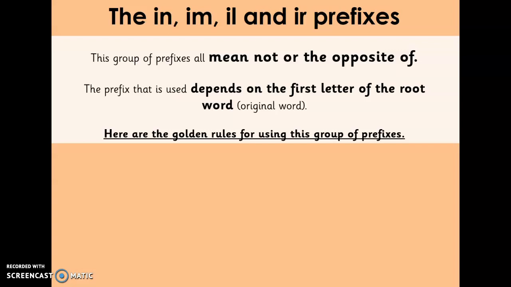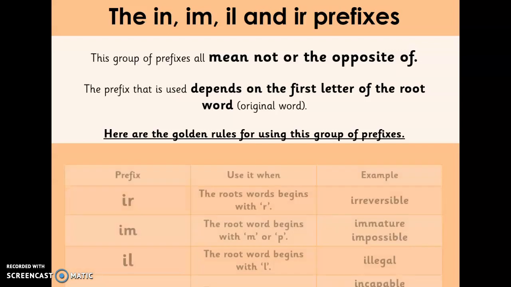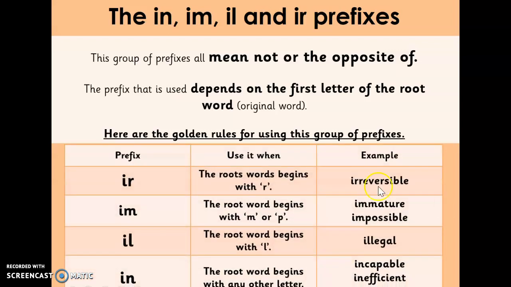Okay, now here are the golden rules. I've already discussed them, but once again, I'll do a recap with you. As you can see here, these are the different prefixes. And when do we use them? When the root word begins with R, we add ir. If it begins with M or P, we use the prefix im. If the root word begins with L, then we have to add the prefix il. And if the root word begins with any other letter, then our usual in.